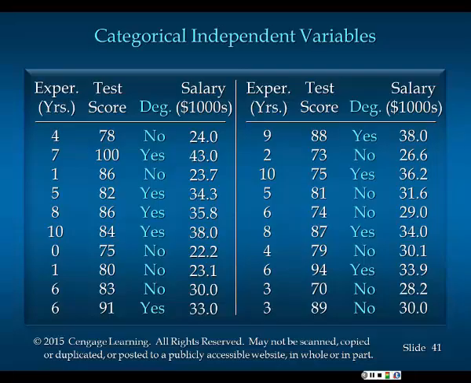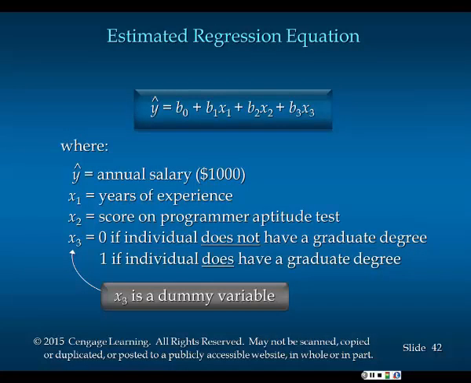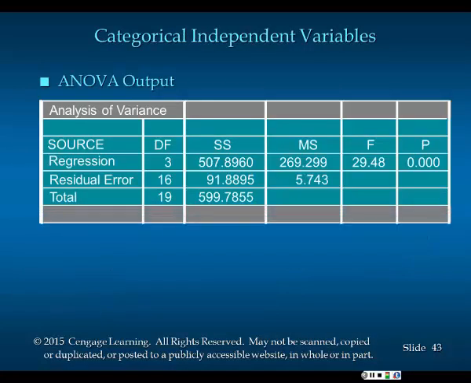So now we have, do they have a degree or not? If it's yes, we'll turn the variable on, so we'll give it a value of 1. If it's no, we turn the variable off, and we give it a value of 0. So if you're putting this data into Excel, you'd have 1s and 0s in that column. 1 if they have a degree, 0 if they don't. So here is our regression equation, and now it has an x3. We get the ANOVA output.